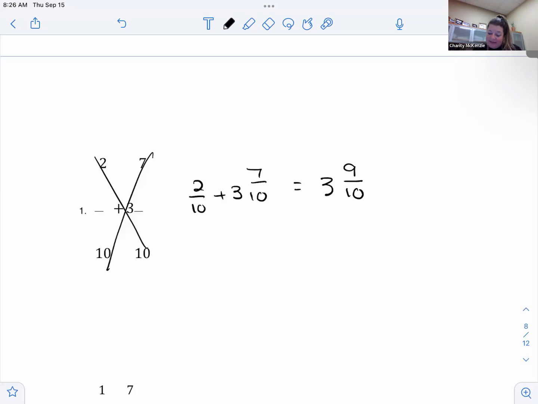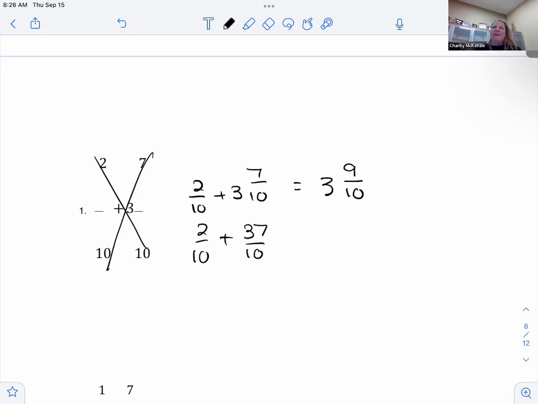Another way I could have done the same problem is make it improper. This one was a little easier to see, but sometimes you won't be able to see that very well. Oops, this should be a plus. Over here, go 3 times 10. That's going to be 30 plus the 7. So 3 times 10 plus the 7 is going to give you your top number. So 37 tenths.